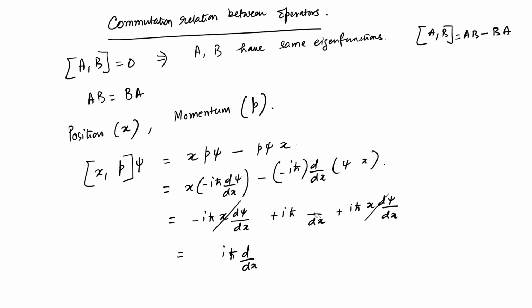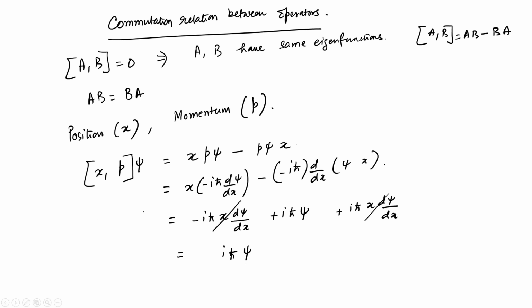So, this is equal to psi, not d psi dx, because you keep the psi constant and then take d dx of x, which is equal to 1. So, this is simply equal to i h cross psi. So, that tells us that the commutation of x and p acting on psi gives i h cross psi.